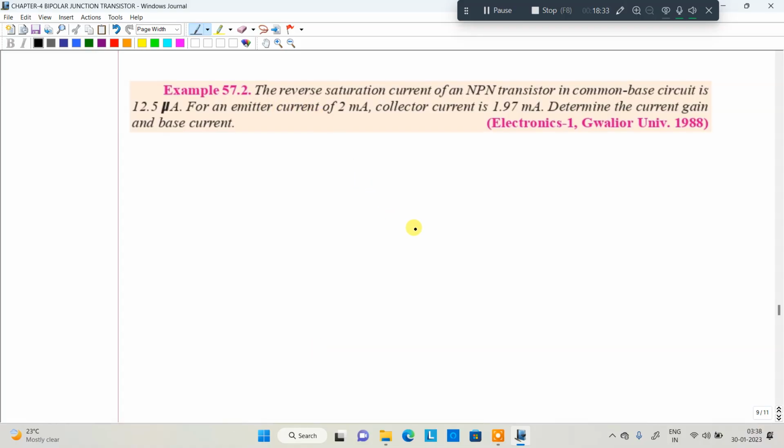The first problem: the reverse saturation current of an NPN transistor common base circuit is 12.5 microamperes. Okay, the reverse saturation current they provided. So common base ICBO is 12.5 microamperes. Next, the emitter current IE is equal to 2 milliamperes, as well as the collector current IC is equal to 1.97 milliamperes. Determine the current gain and base current.